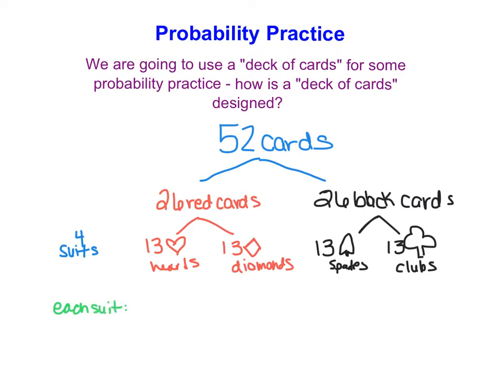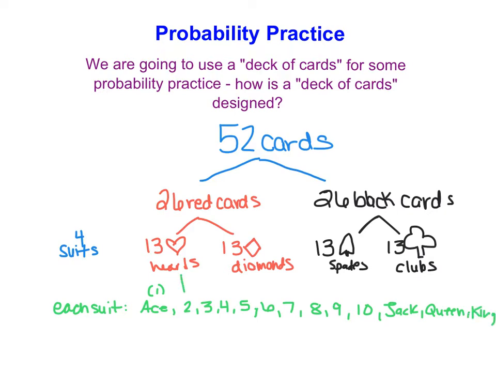has the following. We have an ace, which is kind of like a 1, 2, 3, 4, 5, 6, 7, 8, 9, 10. Then we have a jack, a queen, and a king. So each one of those 13 cards are essentially made up of 1 through 10 plus a jack, a queen, and a king.